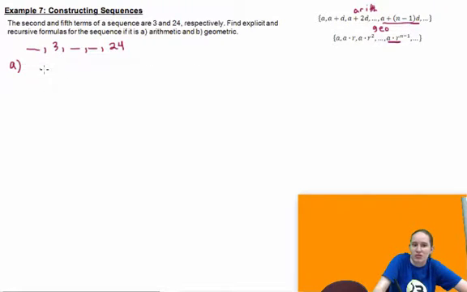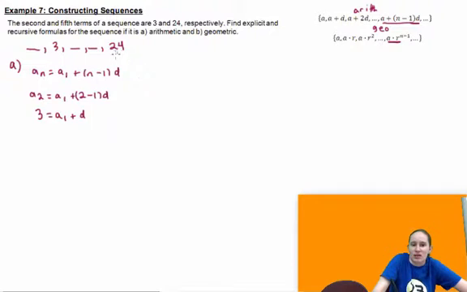So for arithmetic, I'm going to start off by saying, well, I know it has to follow this general rule that the nth term is the first term plus n minus 1 times d. But I don't actually know any of those variables right now. I do, however, know that I have a2, the second term, so it equals the first term plus 2 minus 1 times d. And actually we can say a2 is 3. The second term is 3, so that equals a1 plus d, since 2 minus 1 is 1.